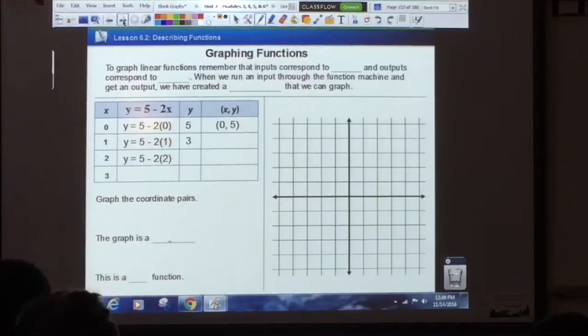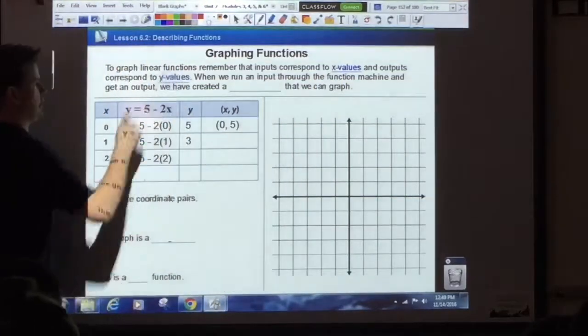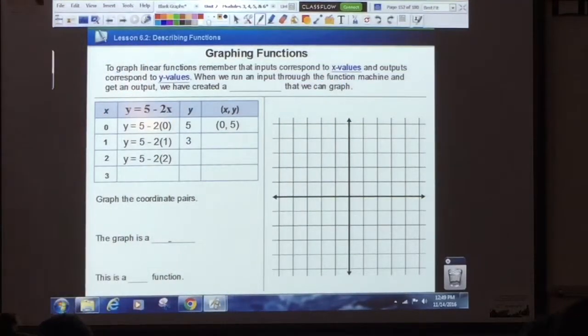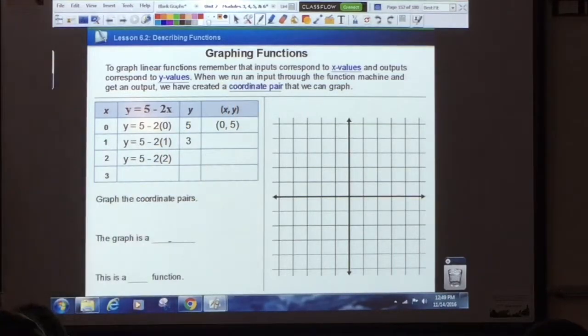All right. Graphing functions. To graph linear functions, remember that inputs correspond to x values, outputs correspond to y values. When we run an input through the function machine and get an output, we create a coordinate pair that we can graph. We circled all the way back to the beginning, kiddos. This is exactly what we did in the beginning.